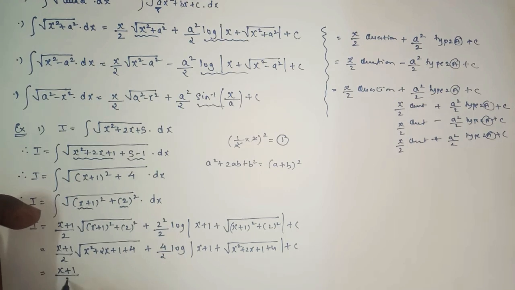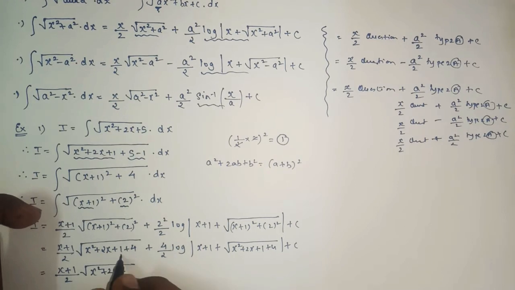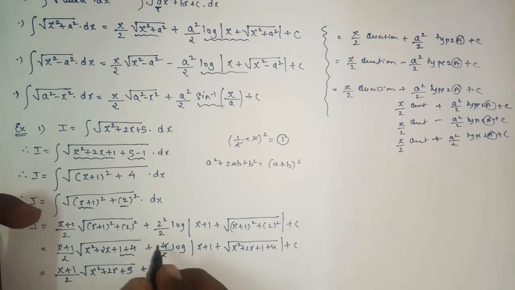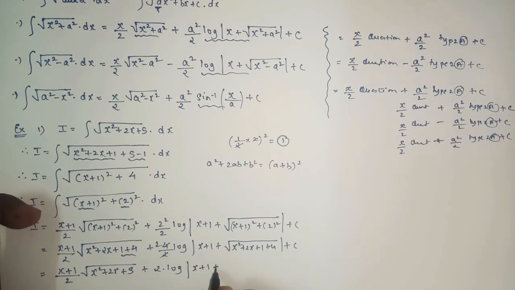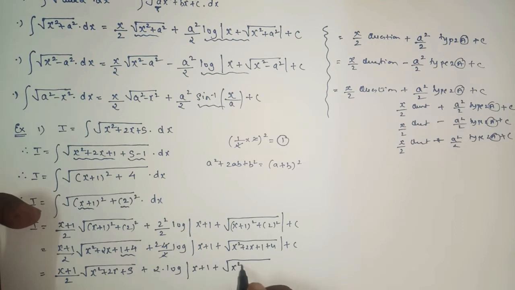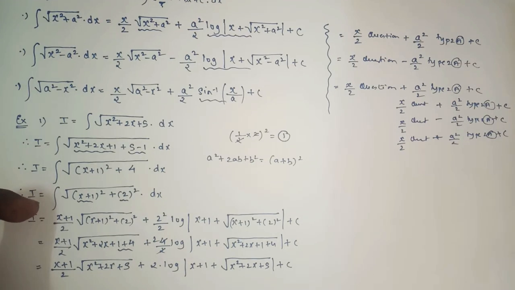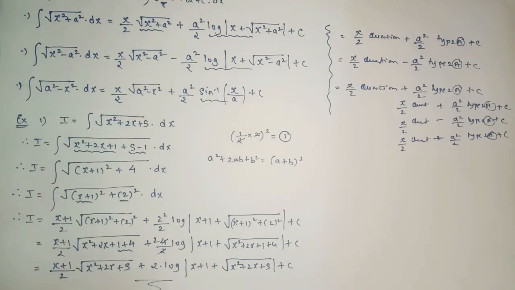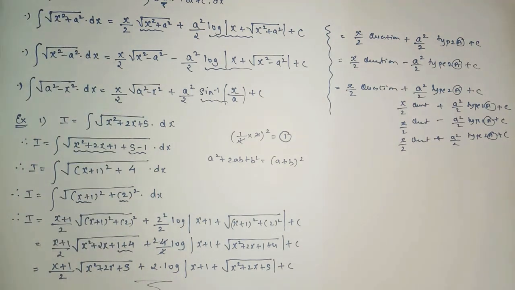Okay, so (x plus 1) upon 2, this part will be x square plus 2x plus 5, plus, so 2 ones are 2, twos are 4, so this will be 2 into log mod x plus 1 plus root x square plus 2x plus 5 plus c. So that's the end of the sum. In this way you have to frame your sum for type number 3a, which is in the form of integral root quadratic. Yes or no?